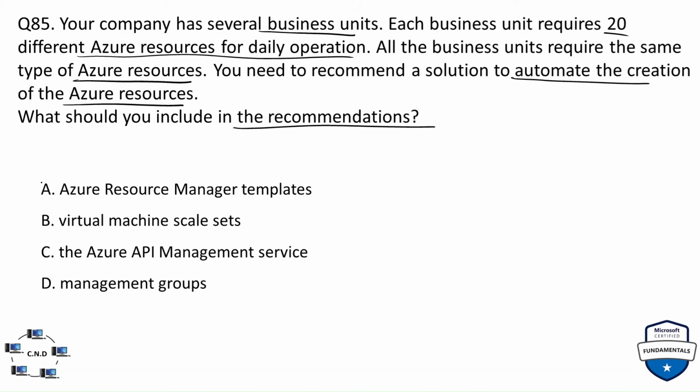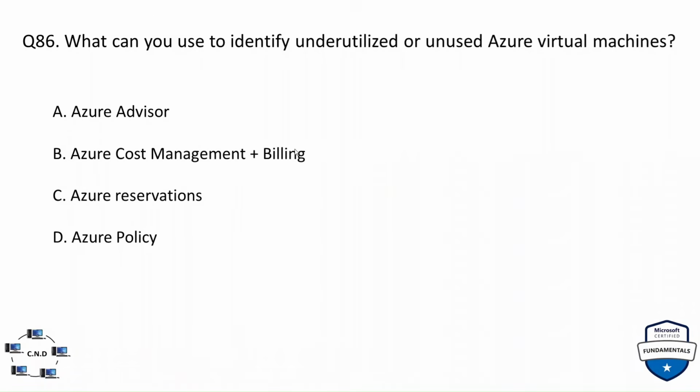The options are option A, Azure Resource Manager templates. Option B, virtual machine scale sets. Option C, the Azure API Management Service. And option D, management groups. And the correct option is the Azure Resource Manager templates.